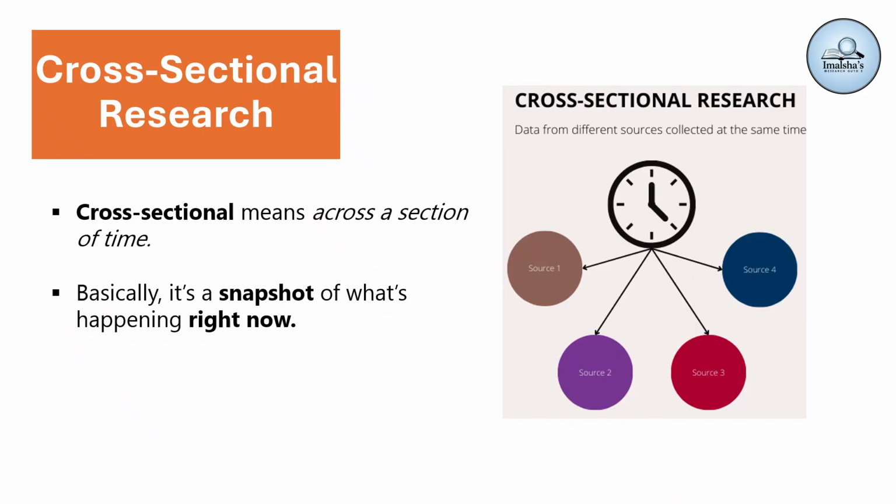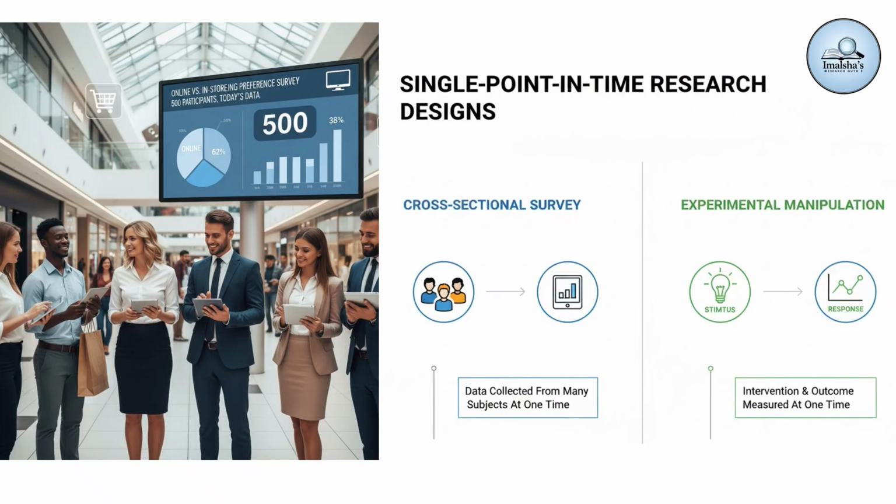Cross-sectional research. Cross-sectional means across a section of time. Basically, it's a snapshot of what's happening right now. For example, you survey 500 people today to see how many prefer online shopping versus in-store shopping.